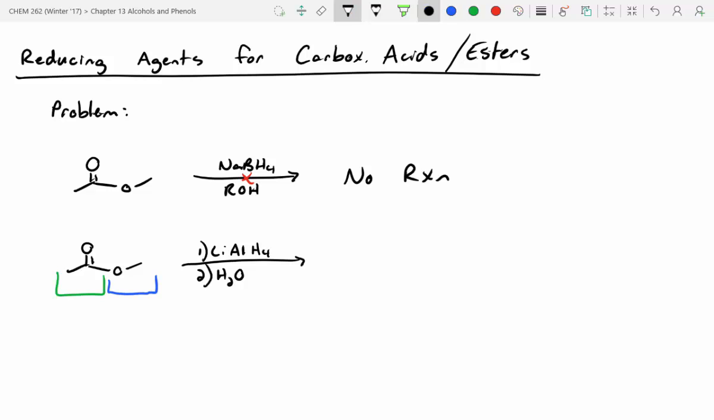That green chunk will be converted into an alcohol. And then the blue chunk will also be turned into an alcohol as well. So can you guys see how we've kind of deconstructed our ester into two different pieces? This only works with lithium aluminum hydride. It won't work well with sodium borohydride.